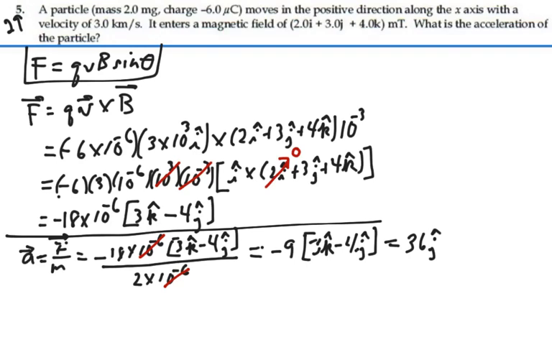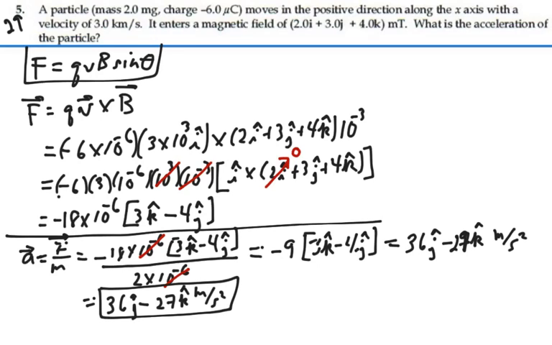36j minus 9k. Or I'm sorry, 27k. 9 times 3. And that will be all in meters per second squared. So we have, that's our final answer, 36j minus 27k meters per second squared is our acceleration of this particle.